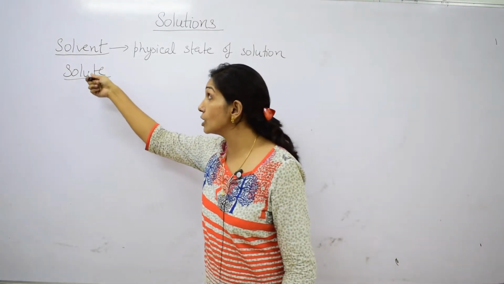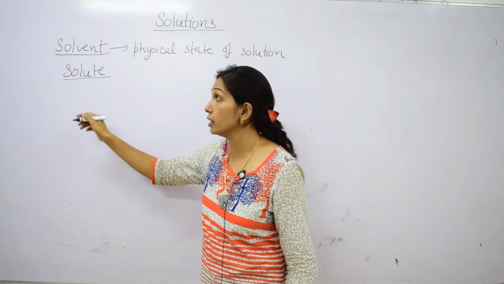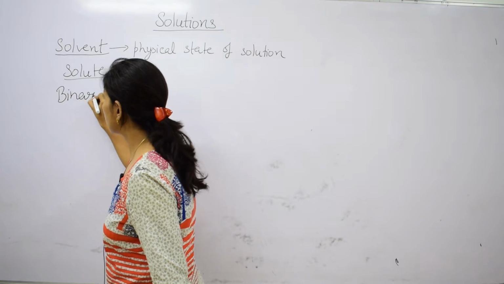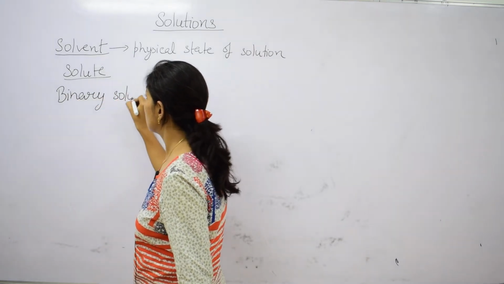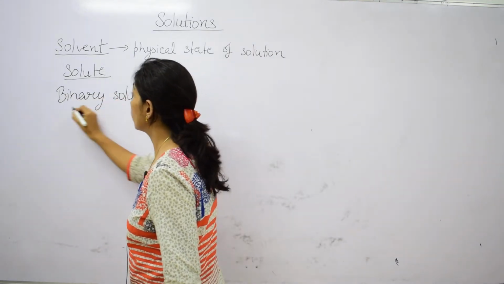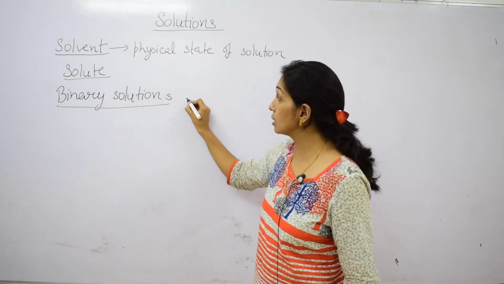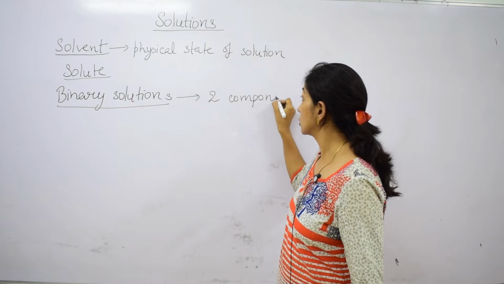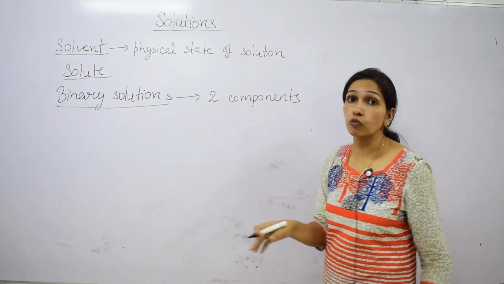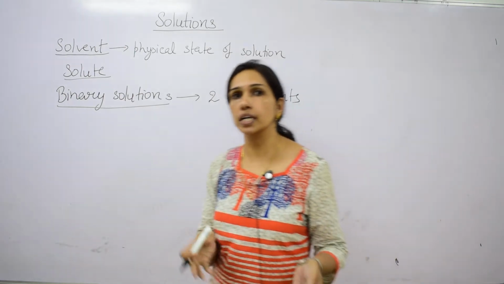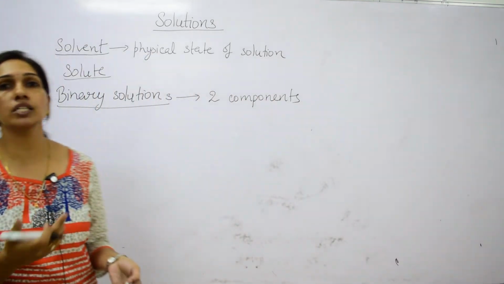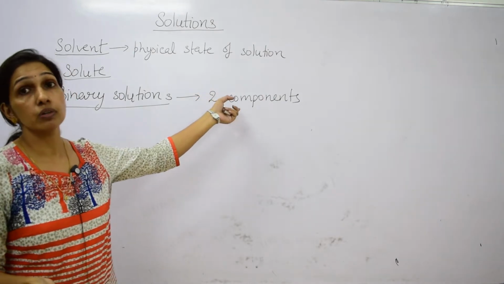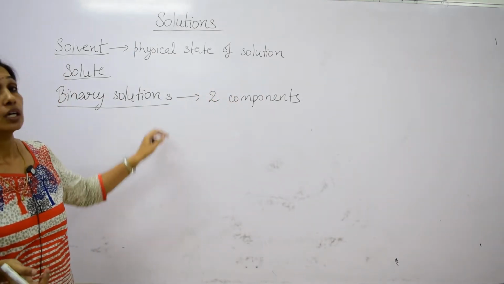If only one solute is dissolved in a solvent, then the solution is called a binary solution. Binary solution means having only two components. It means one solute dissolved in a particular solvent. For example, we are dissolving glucose in water. That is an example of a binary solution.